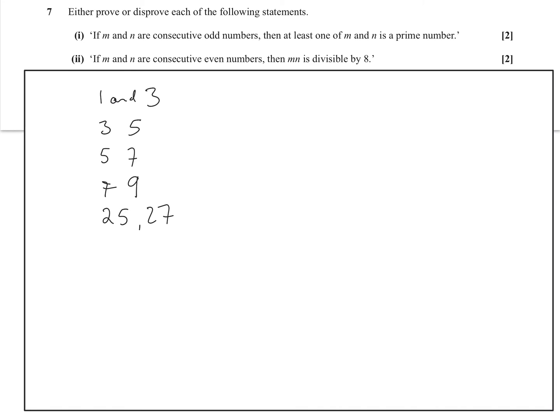But it's not good enough just to write the example. You've got to show that you understand that 25 is not prime, 25 equals 5 times 5, and 27 is not prime, it's 3 times 9. Therefore, not true.